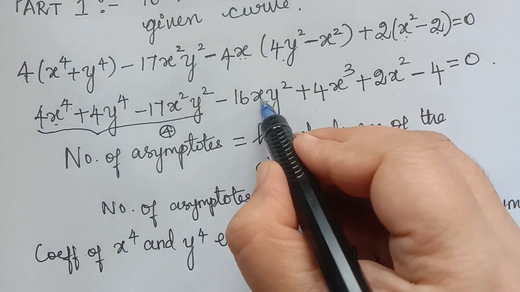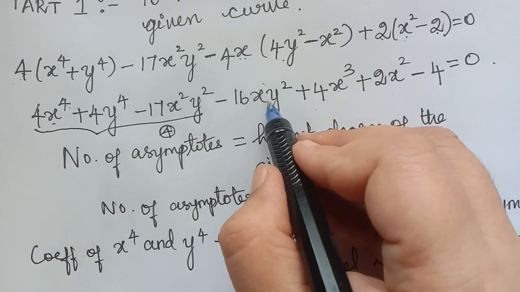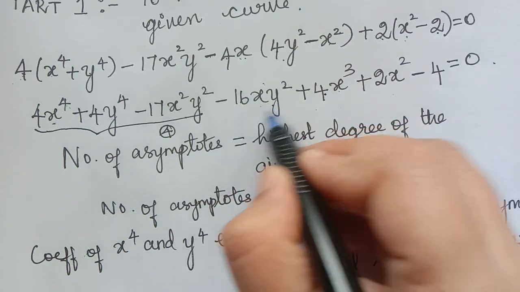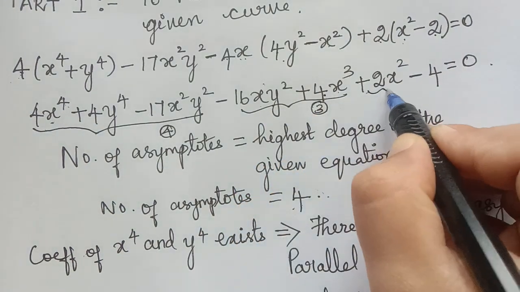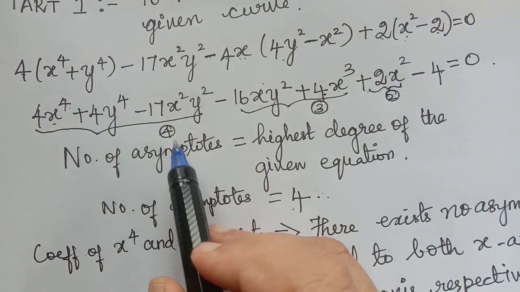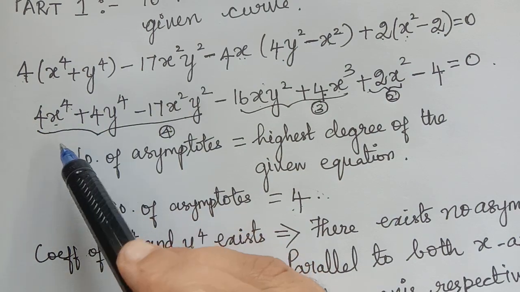And what about this term? x power 1, y power 2. So when we add 2 plus 1, it is 3, and so the degree of this term is 3. And this is also 3. So these two terms have degree 3. And this term has degree 2. And this is a constant term. So the terms with degree 4 are represented as P4 of x comma y.